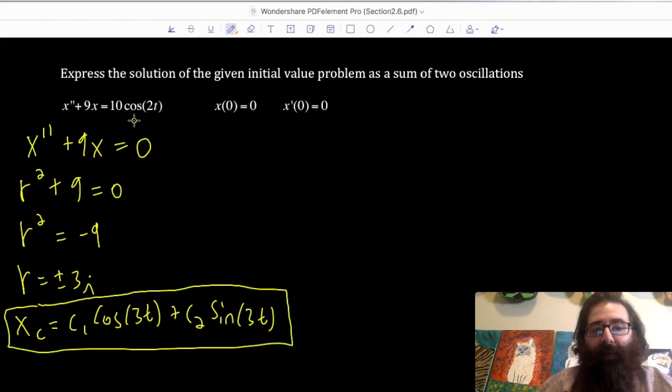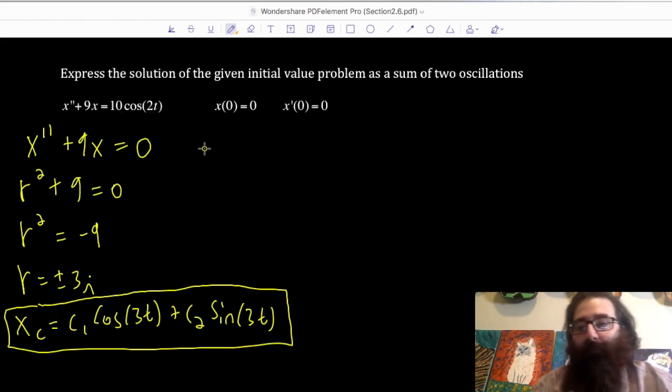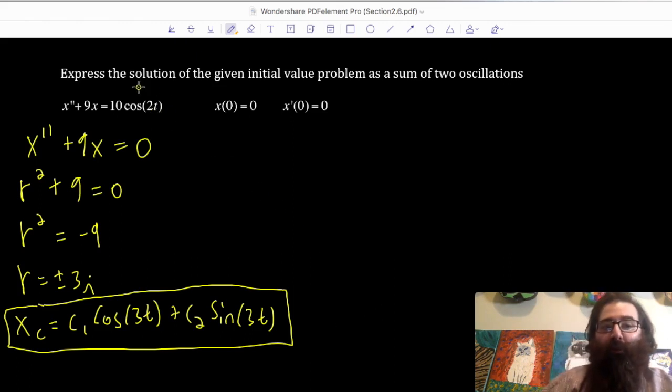When I take a look at this external force that's acting, it's not the same frequency, and that's important. This is 10 cosine of 2t. And it's important for a couple of reasons. But first of all, it means that I can go ahead and presume a very natural guess for that method of undetermined coefficients. But it's also important that the natural resonance of my system doesn't contribute to the forcing function that we have.